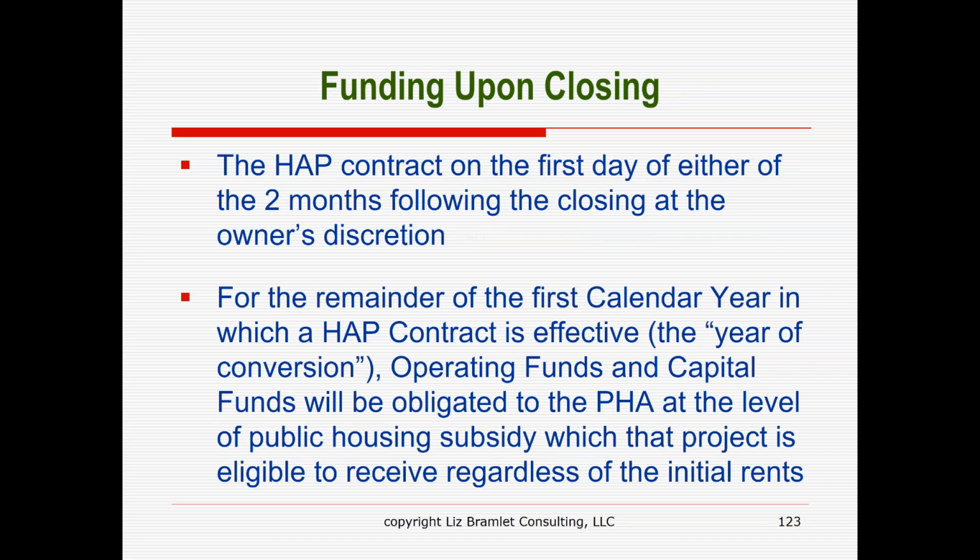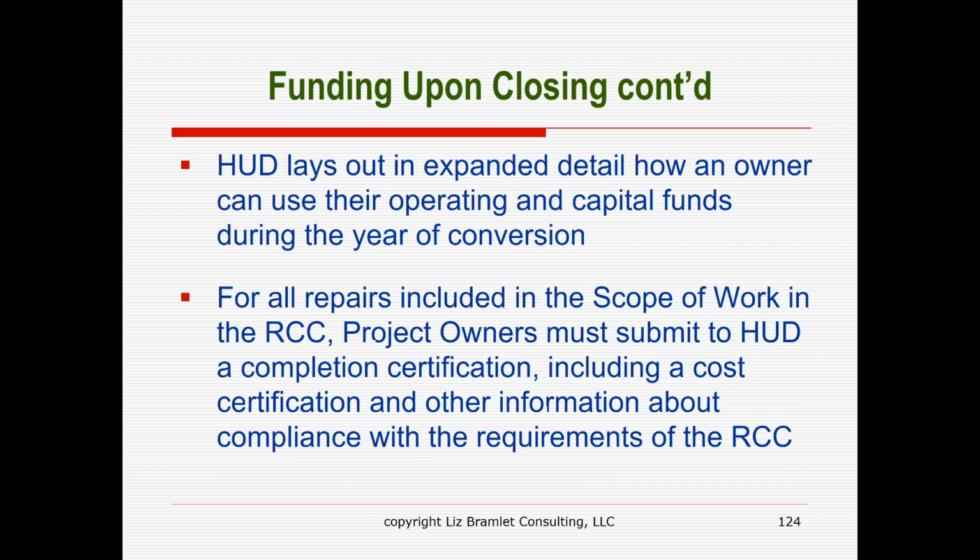Okay, the HAP contract will be effective on the first day of either of the 2 months following the closing at the owner's discretion. So the owner can choose to make the HAP contract effective either the first of the next month or the month after. And for the remainder of the first calendar year in which a HAP contract is effective, also referred to as the year of conversion, operating funds and capital funds will be obligated to the PHA at the level of public housing subsidy which that project is eligible to receive regardless of what the initial rents are going to be.